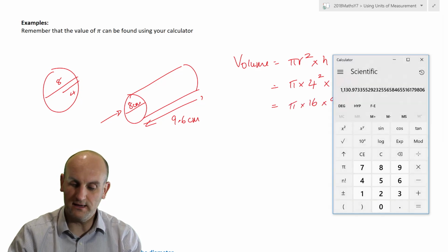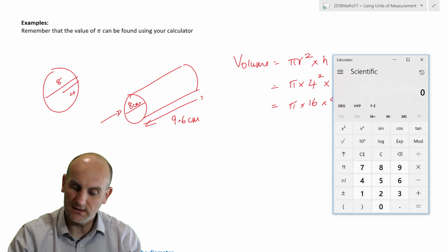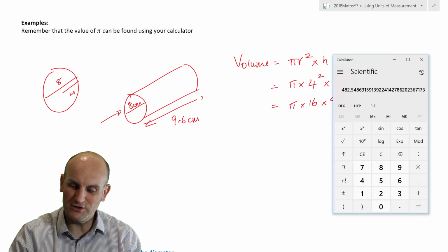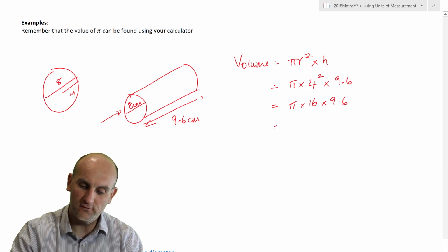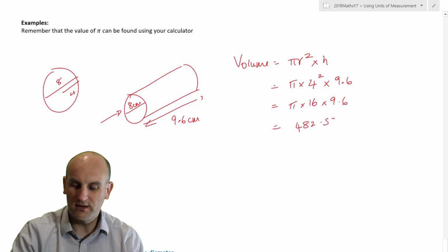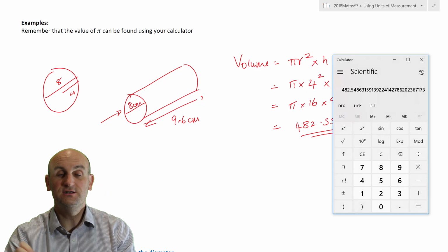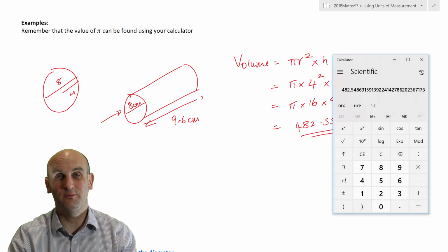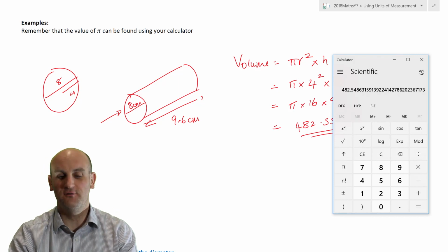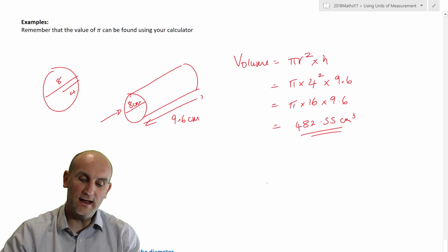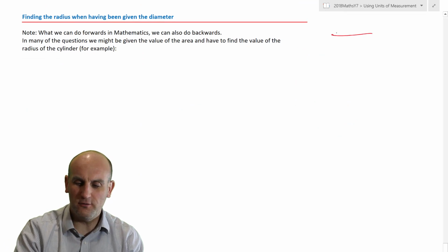I'm going to load up my calculator, and I'm going to go pi, so clear it first. Got pi times 16 times 9.6 gives me 482.55 centimeters cubed. And again, just so that you know, generally speaking in maths, we always round to 2 decimal places unless the question tells you otherwise. And if you don't know how to round to decimal places, I'm pretty sure I've got a video coming on it pretty soon.